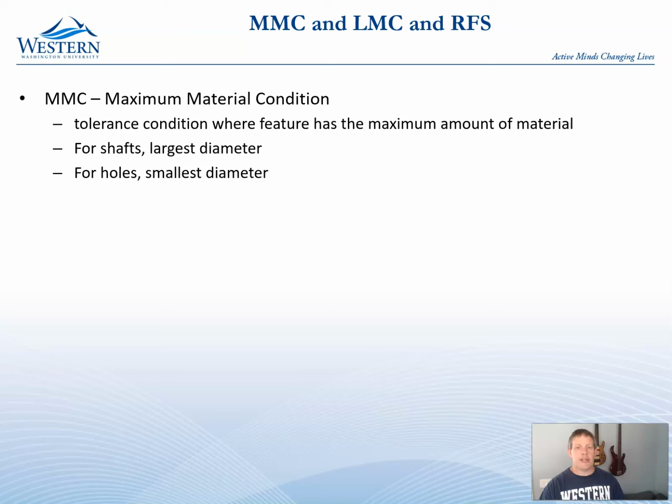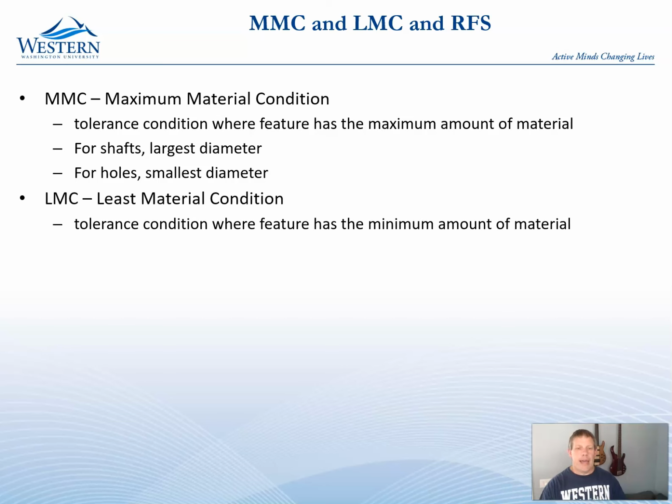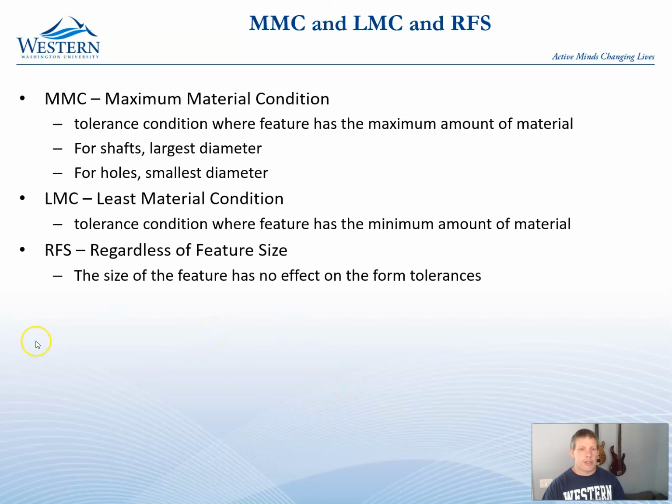So remember, the maximum material condition is when there is the maximum amount of material there. For a shaft, that is the largest diameter shaft, and for holes, it is the smallest diameter hole. As you move away from the maximum material condition, remember, you will then gain the bonus tolerance. Least material condition is the opposite. The shaft has the smallest diameter, and the hole has the largest diameter. And then regardless of feature size, the feature size has no effect on the form tolerance.